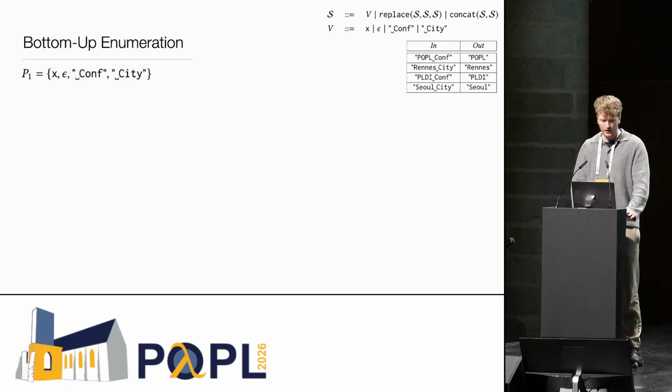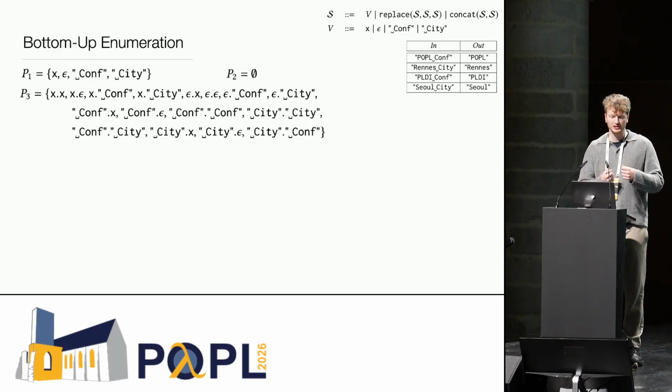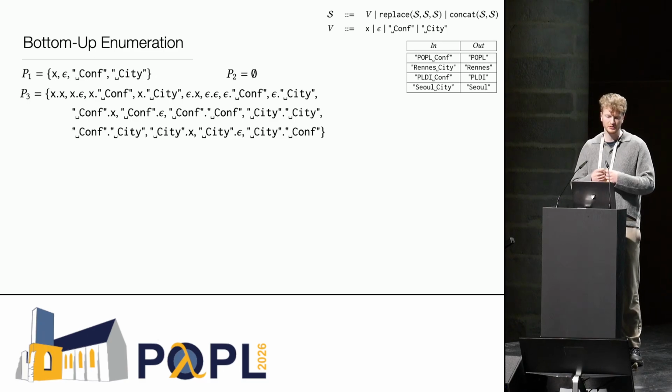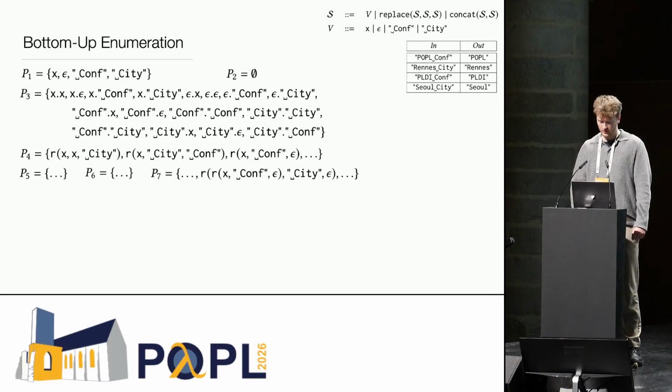So if we apply this, we have no program of size 2, but at size 3 we can use the concatenation operator to get the programs x concatenated with x, x concatenated with epsilon, and so on. So every possible combination of the programs of size 1 using the concatenation operator. Now at size 4, we can use the replacement operator to generate new programs. At size 5, you have even more programs. At size 6, even more. And then at size 7, we eventually enumerate the solution that we've seen before.